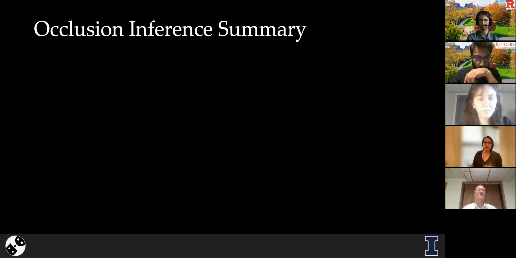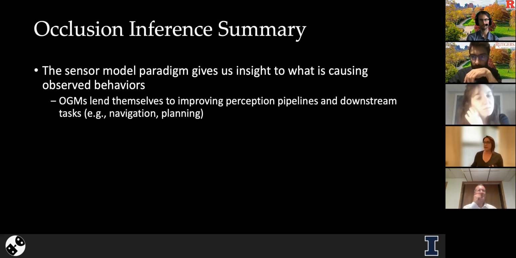Okay, so as a quick summary, we introduced this paradigm of driver modeling as a sensor model. This is meant to give us insight into what is causing observed behaviors. The other nice thing about this framework or pipeline is that we're directly using this occupancy grid map approach. This lends itself well to this sensor fusion perception pipeline, but is also very nice for downstream tasks, so it's very good for passing down to navigation or planning. It's nice because it combines these different things together.